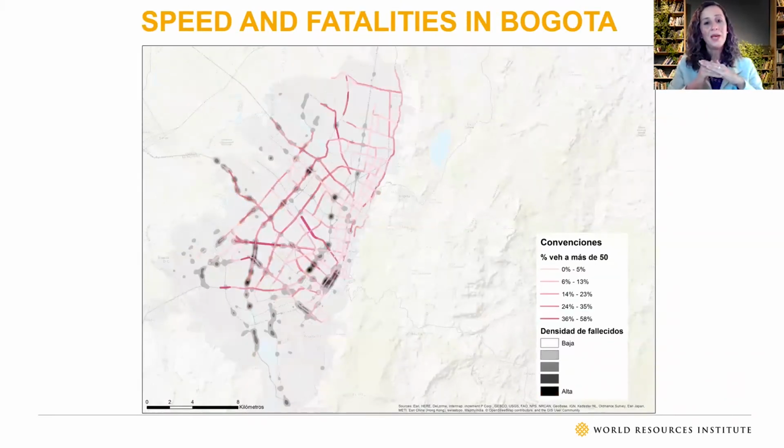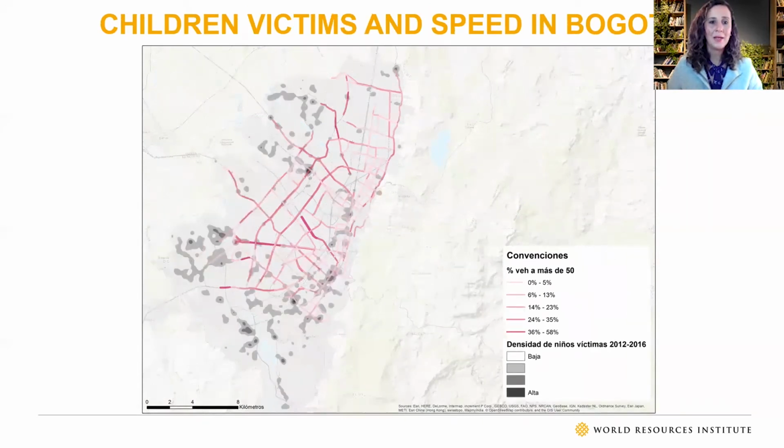Then we overlap that with the speed data. The city has Wi-Fi devices that can help us measure the speed in real time. So we overlap speeds that were higher than 50 kilometers per hour, and you can see that there is a complete overposition of fatalities and speeds being really high.